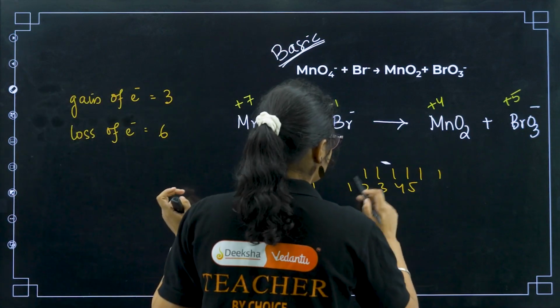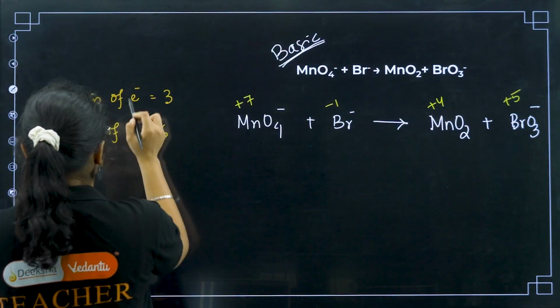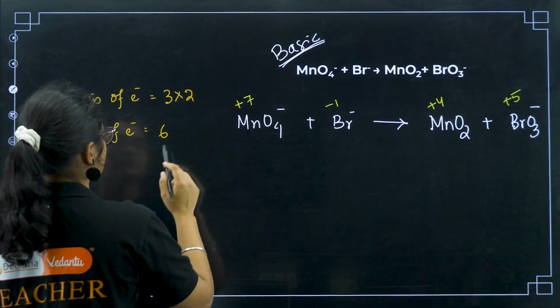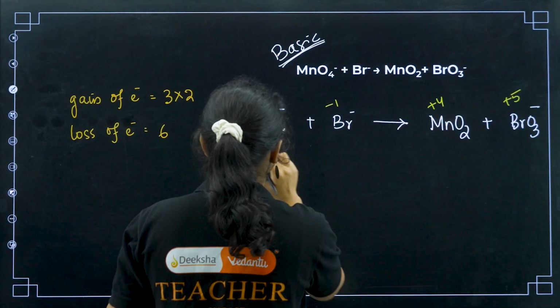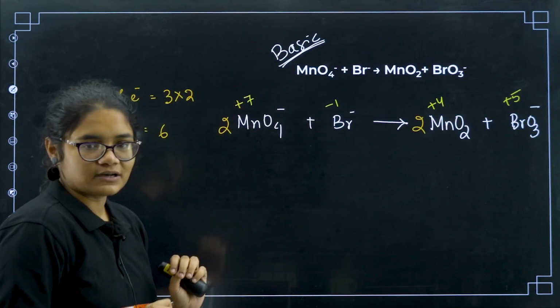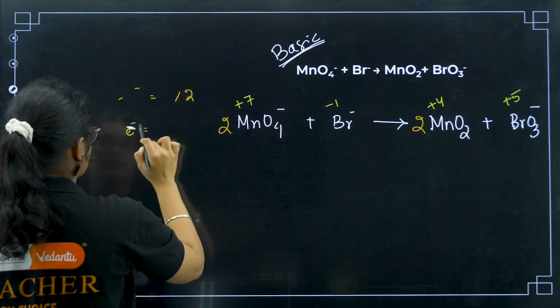So what do we have to do? We need to balance them. So what I can do is multiply this gain of electrons by 2, right? That means it will become 6. So the gain of electrons was plus 7 to plus 4, and I will multiply this one by 2. Balanced now. So let me now write down the steps.